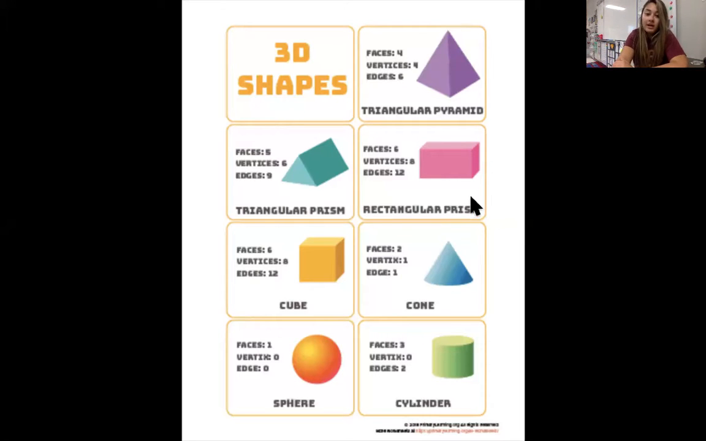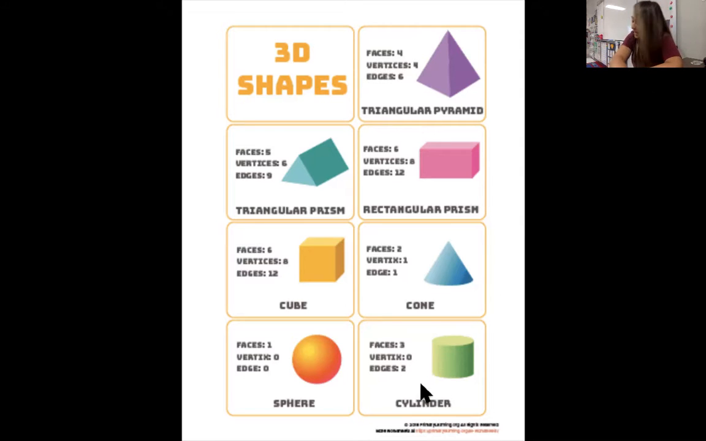And a rectangular prism: 1, 2, 3, 4 faces that are rectangles and 2 faces that are squares. Now we have a cube with 6 square faces. This has 8 vertices and 12 edges. A cone has 2 faces, one right here and one that wraps around it. 1 vertex, 1 edge.